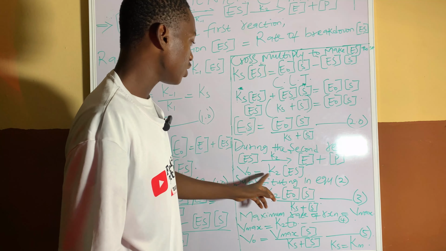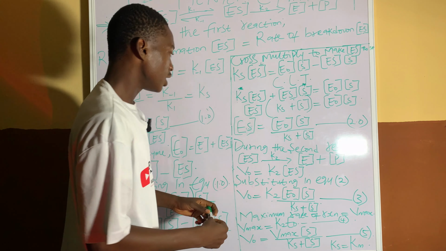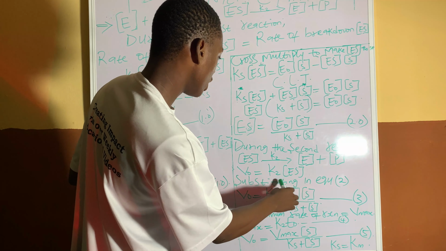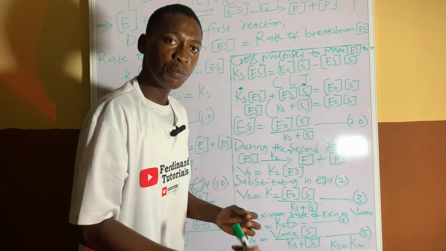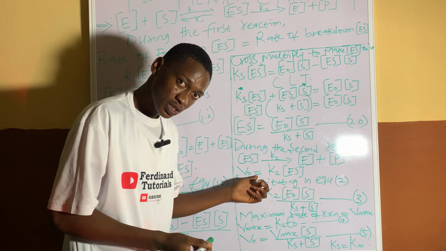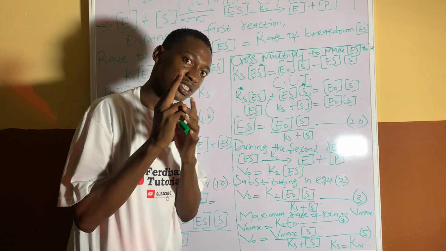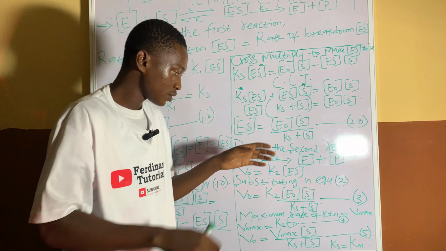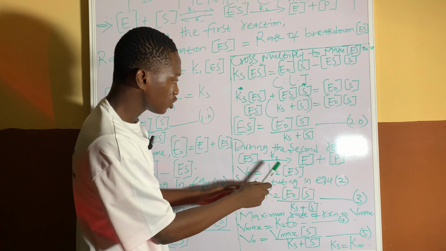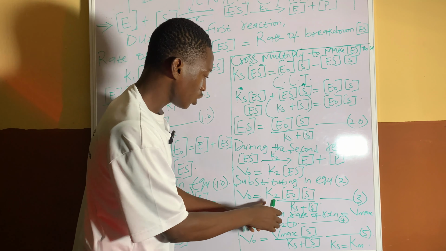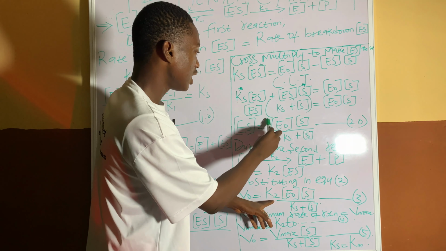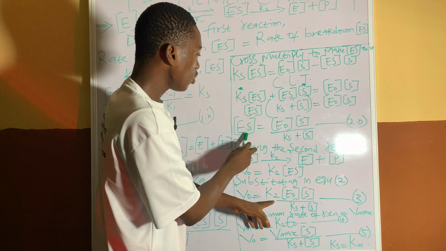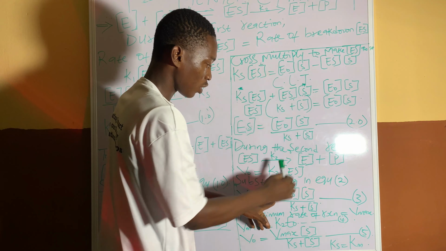Now, substituting this value in equation 1, V0 will be equal to K2ES. Remember, V0 equals K2ES for the second reaction, the constant accompanying the reactant. So we now substitute here. We now have V0 equals K2. Anywhere we see ES, the whole thing is what we are going to put.